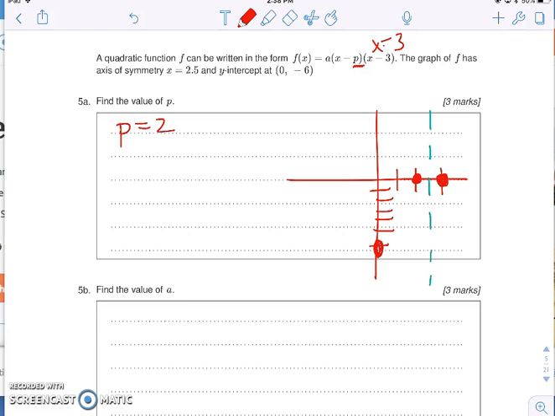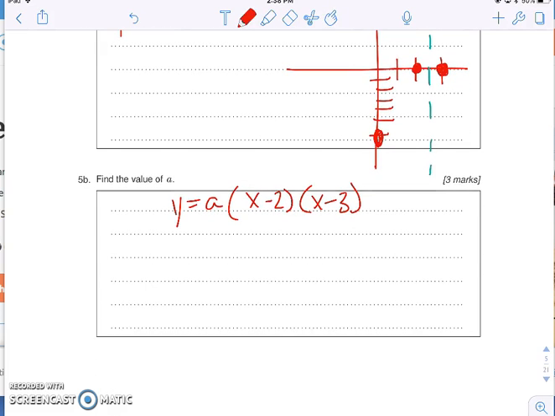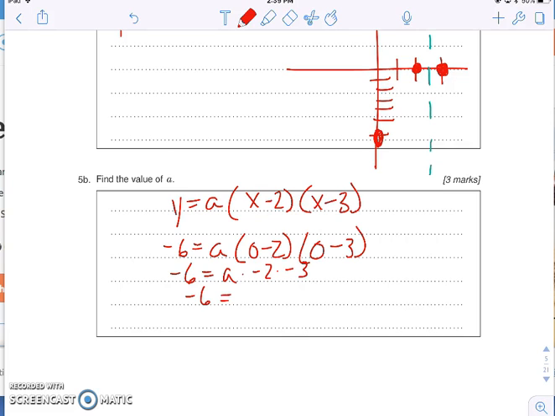And then find the value of a. So now we know our equation is a times x minus 2 times x minus 3. And then we can plug in the coordinate 0, negative 6. So negative 6 equals a times 0 minus 2, 0 minus 3. So negative 6 equals a times negative 2 times negative 3. So negative 6 equals 6a. So a would equal 1.